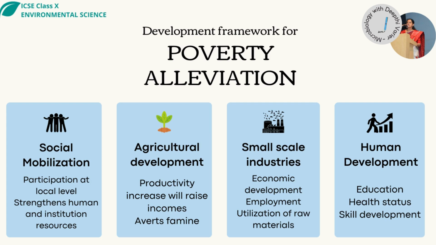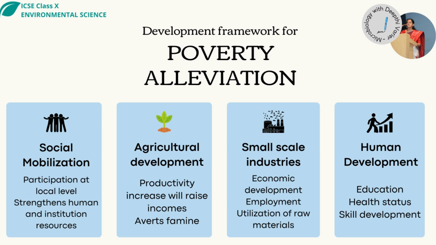The second strategy is agricultural development. When agricultural productivity increases, income will automatically increase for poor farmers, and it will ensure that they don't go hungry. It will avert any kind of food shortage because food prices will be less, which will benefit poor households as well. So technology improvement in the agricultural sector is very crucial, because that ensures there is surplus food for everybody and nobody has to go hungry.